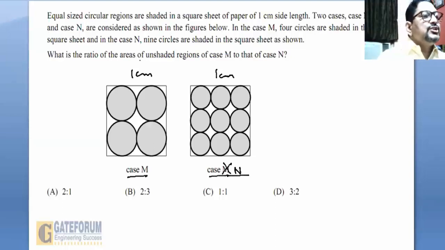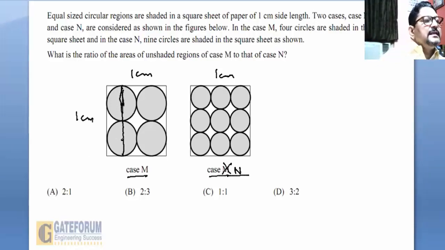What is the ratio of the areas of the unshaded regions of case M to that of case N? Now, the first thing that we notice here is that if this were the center of the circle and this were the center of this circle, and if we drew the diameter, it would be equal to 1 centimeter for both of the circles.